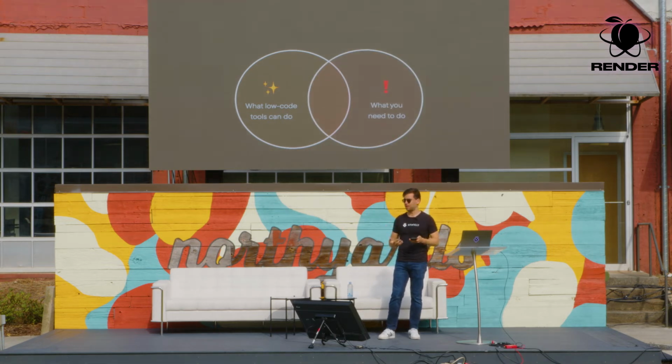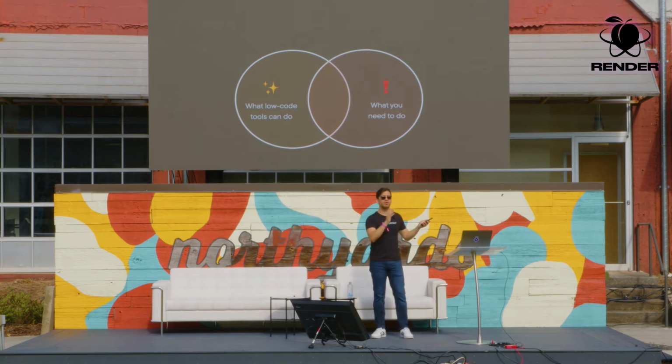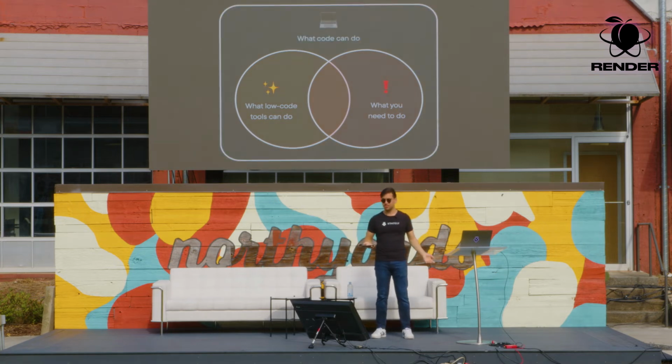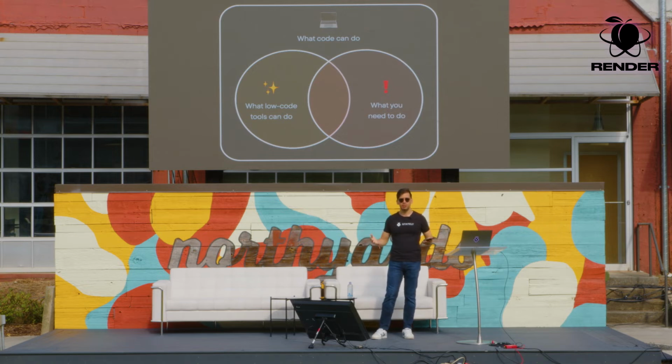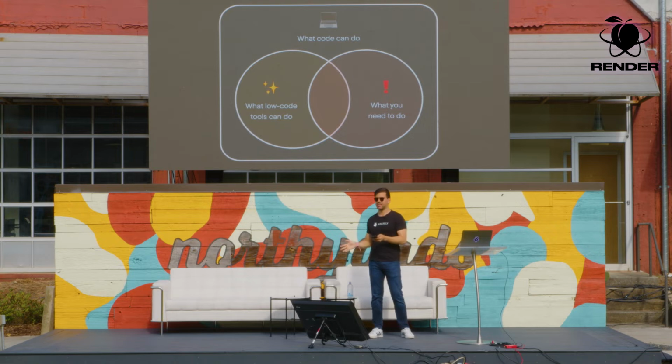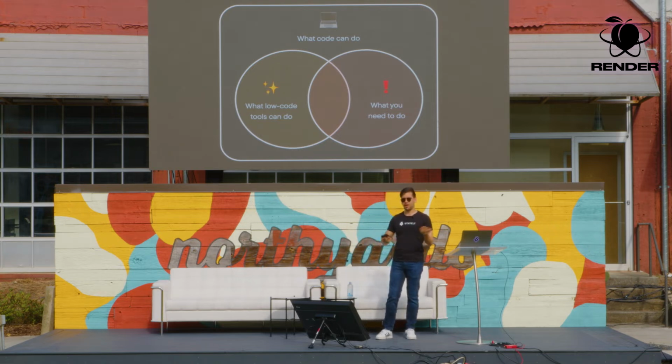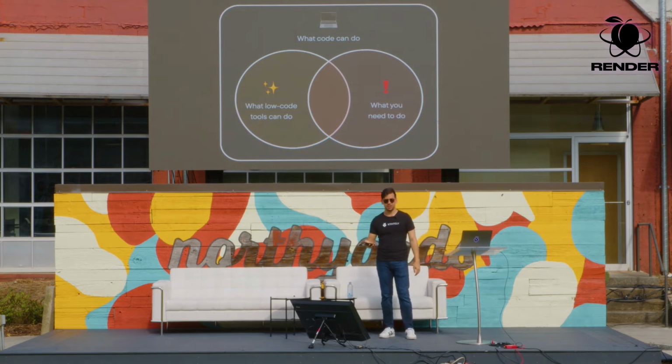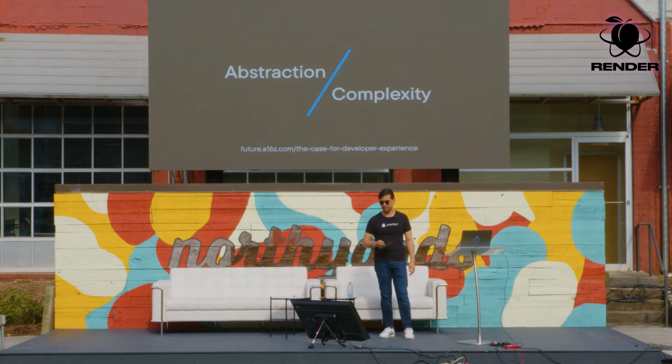So this is one of the big problems with low-code tools. There's what low-code tools can do, and there's what you need to do. And then there's what code could do. Code could do everything that low-code tools can do, and obviously everything that you need to do. So it's like, well, the lowest common denominator is code, so why not just write code?